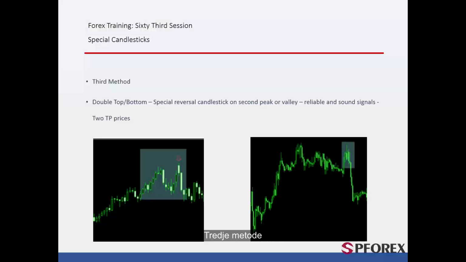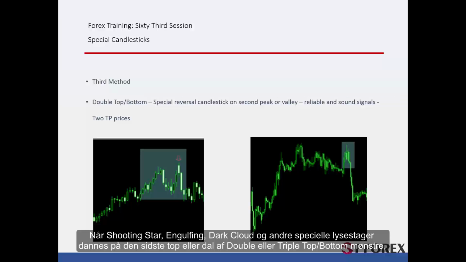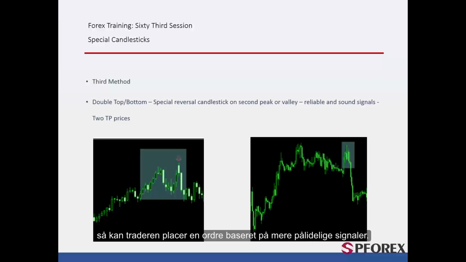Third method. When a shooting star, engulfing, dark cloud and other special candles form on the last peak or valley of a double or triple bottom pattern, then a trader can place an order based on more reliable signals.